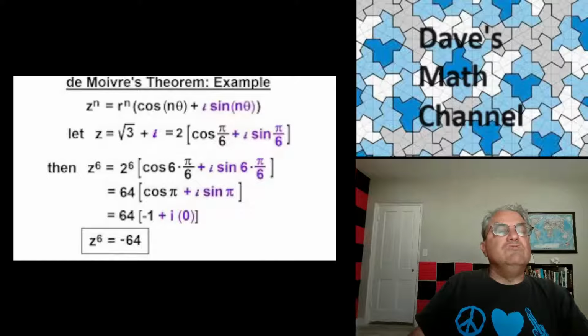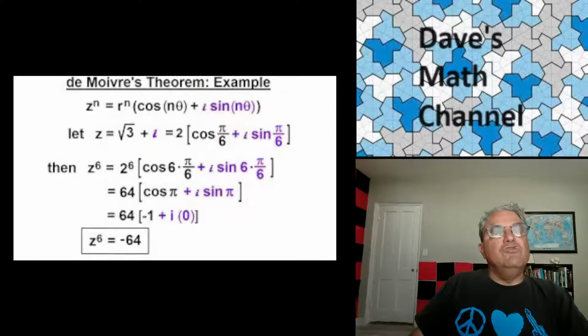So the first thing we do is we raise the argument, I mean the absolute value, which is 2 to the 6th power. So your new absolute value is going to be 2 to the 6th. There's 64. Your new argument is going to be 6 times pi over 6, which is pi radians. And cosine of pi, that's cosine of 180 degrees, that's -1. And the sine of pi, or the sine of 180 degrees, is 0.